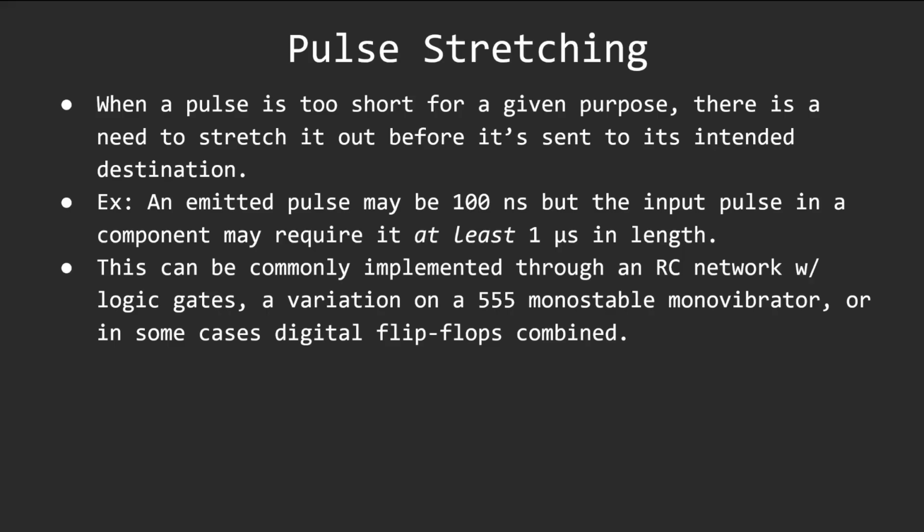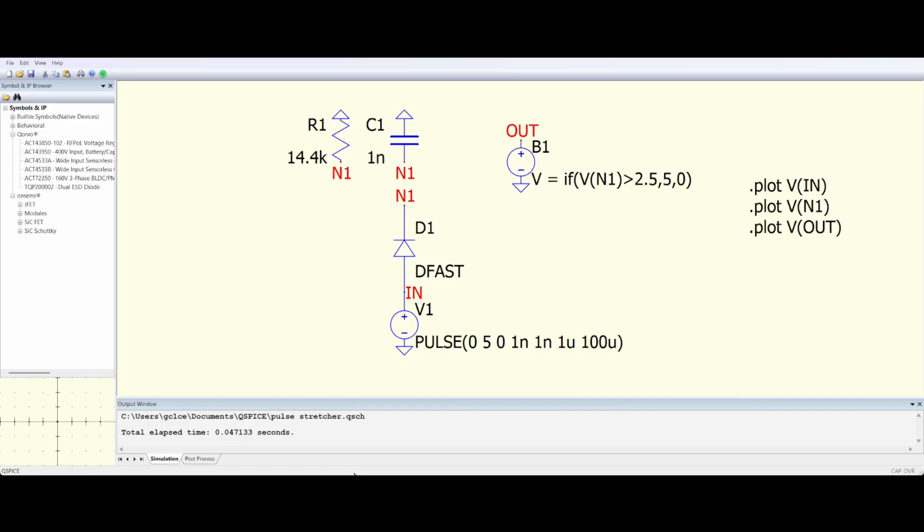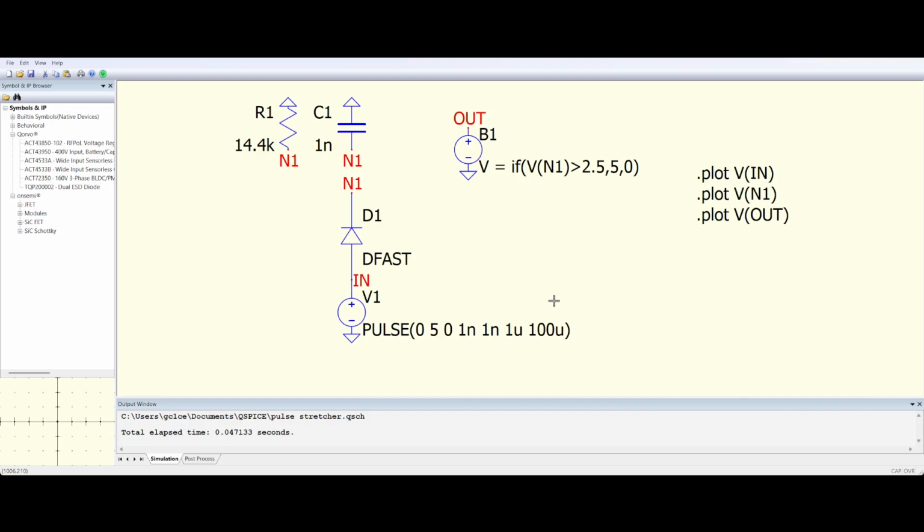You can implement this a couple of different ways, like with an RC network with logic gates. You can use a variation on a 555 timer monostable multivibrator, and in some cases, you can even use digital flip flops. All right, here we've got a little setup for basically we're going to convert a shorter pulse and we're going to stretch it out. Our example is a 1 microsecond pulse that we're looking to stretch out to 10 microseconds. Pretty simple as things go.